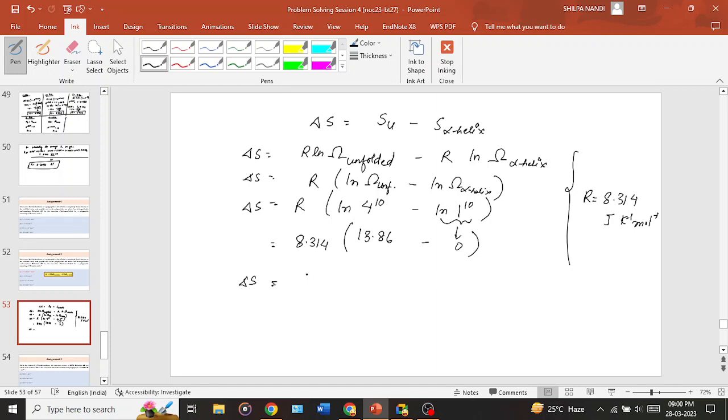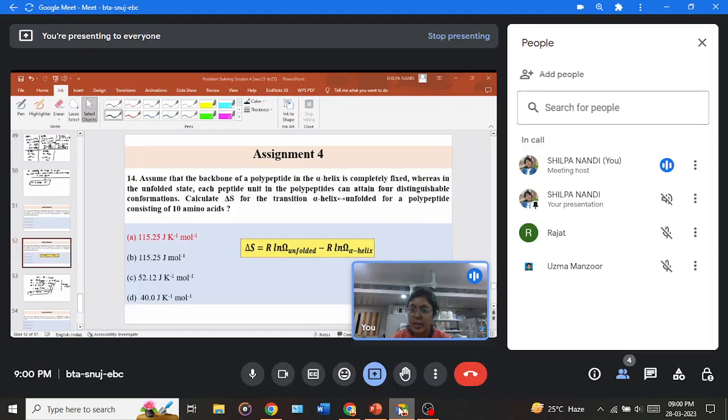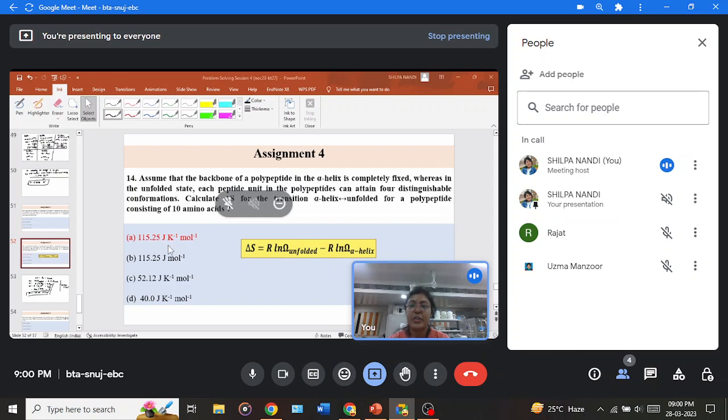Fine. It will come something as 115.23 joule per Kelvin per mole. So I think we already have the answer with us. Going back, option number A, that is 115.25 joule per Kelvin per mole, is the one which we were looking for, and we almost got approximately a similar answer.